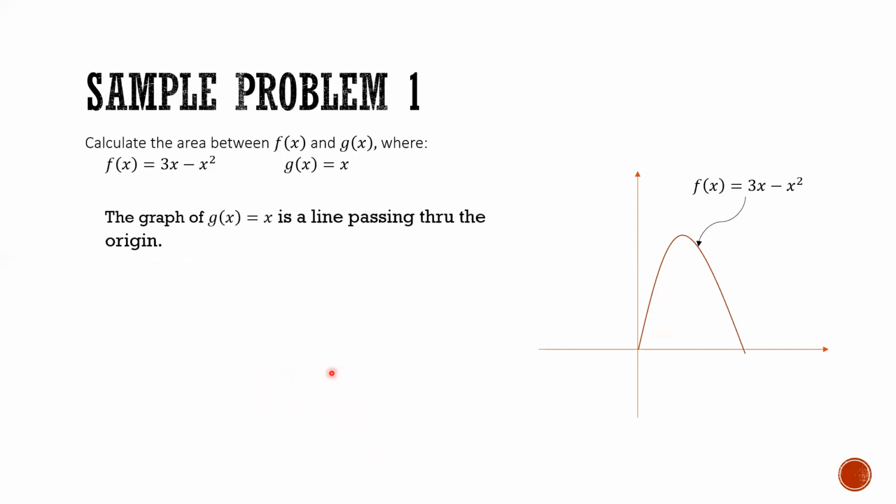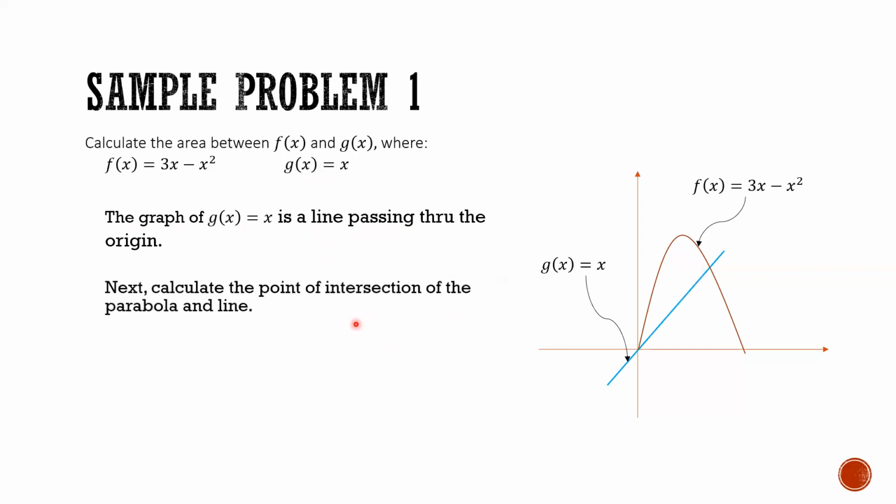Next is to determine the graph of the second curve. And the second curve is actually a line. So the graph of g of x is a line passing through the origin. So this is going to be the graph of that particular line. So therefore, the region that we need to find the area of is this particular region.